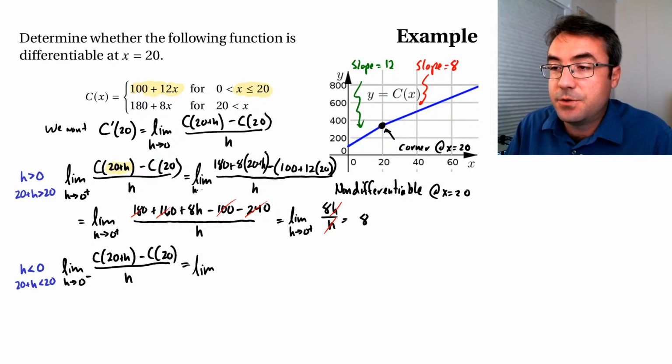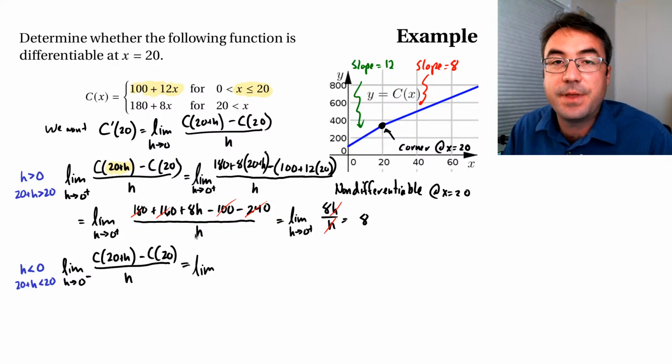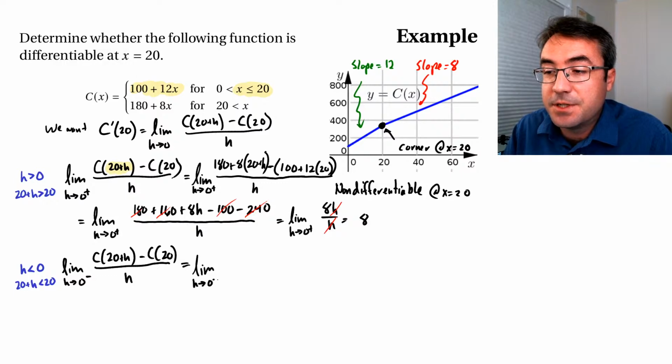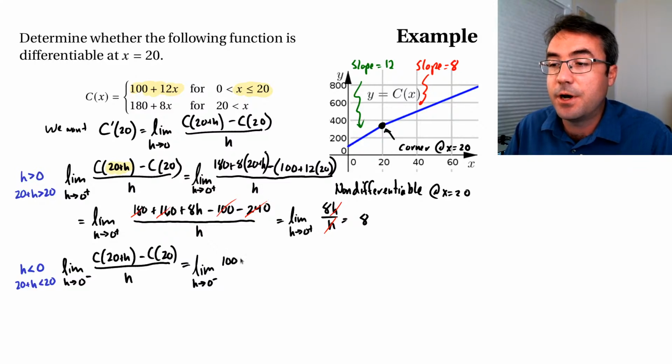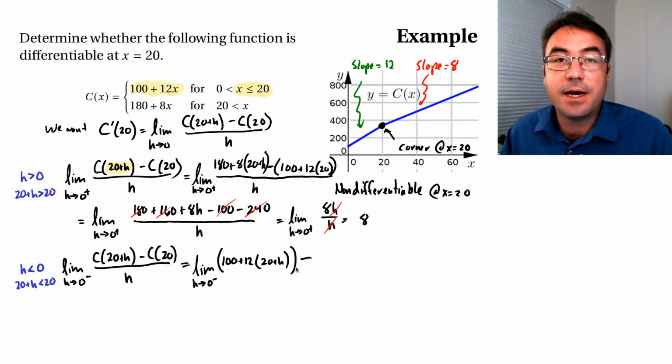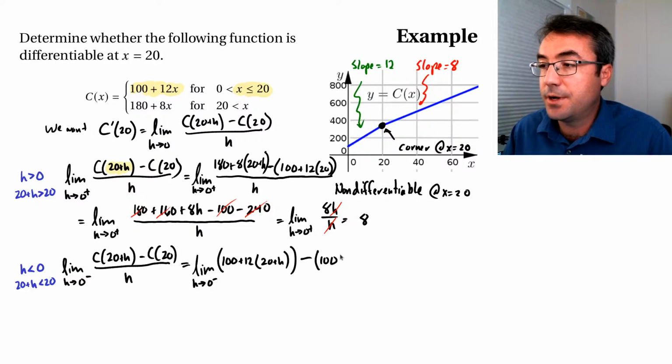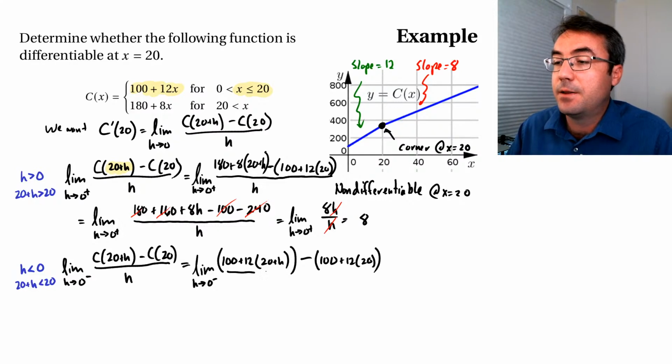And I forgot, just noticing here, that the earlier limit was h going to 0 from the right. Here we're going to 0 from the left. I'm going to plug 20 plus h into that first piece, so I get 100 plus 12 times 20 plus h. And then I plug 20 into my function c, and we did that one before. We got 100 plus 12 times 20, all over h.